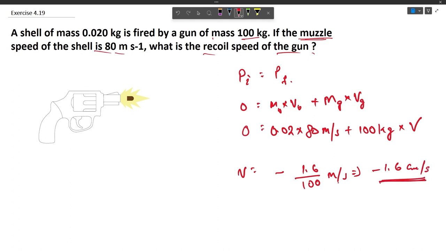So here minus implies that the velocity of the gun is in the opposite direction to the velocity of the bullet. So we come to the conclusion that the recoil speed of the gun is 1.6 centimeter per second in the opposite direction. Thank you.